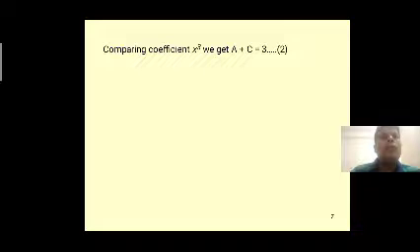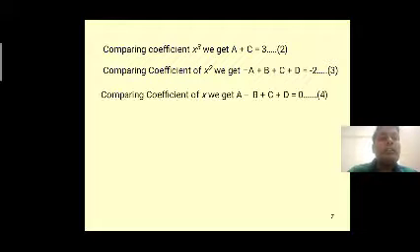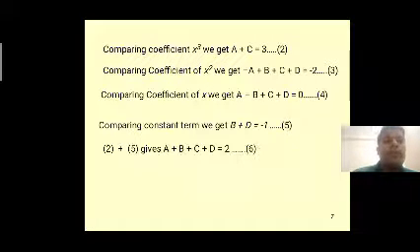Now we compare the coefficients. Comparing the coefficient of x³, we get A + C equal to 3. This is equation number 2. Comparing the coefficient of x², we get −A + B + C + D equal to −2. We write equation number 3. Comparing the coefficient of x, we get A − B + C + D equal to 0. This is equation number 4. Comparing the constant term, we get B + D equal to −1. We write equation number 5.